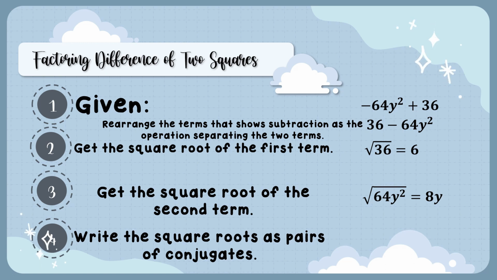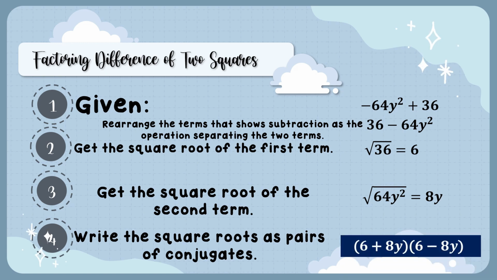And the last step of course is to write the square roots as pairs of conjugates. We have here the quantity of 6 plus 8y times the quantity of 6 minus 8y. This factored form is our answer for example number 5.